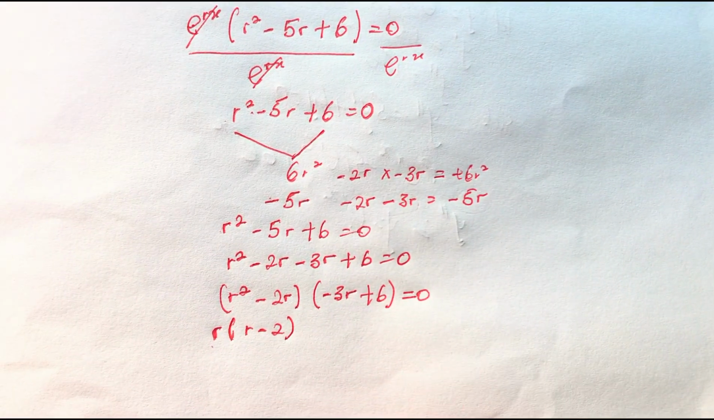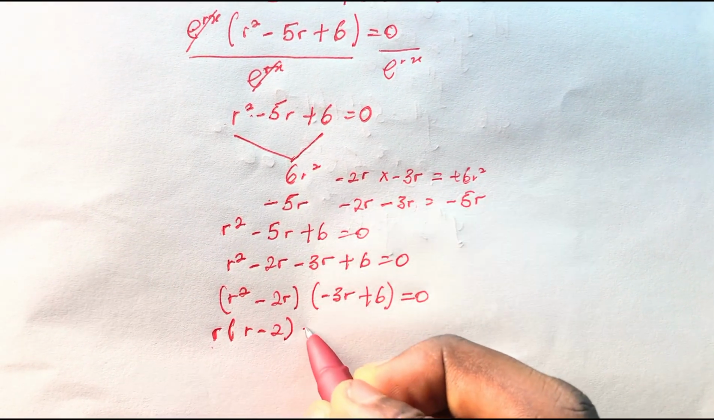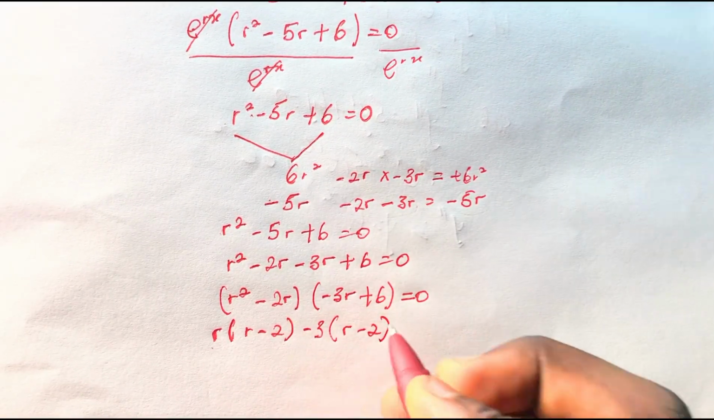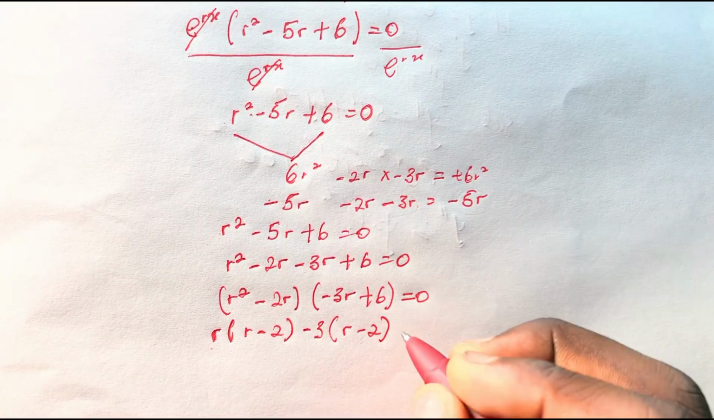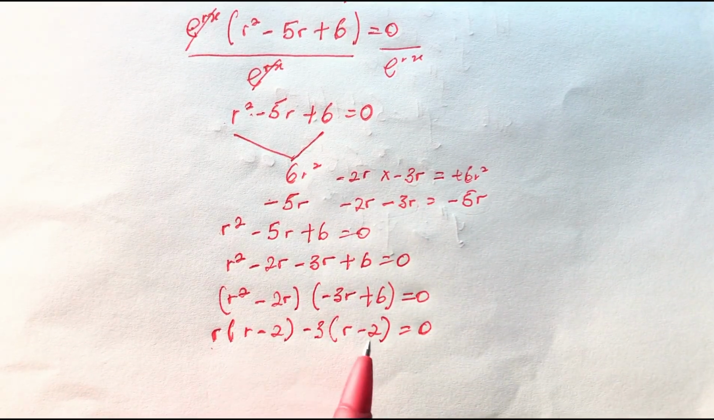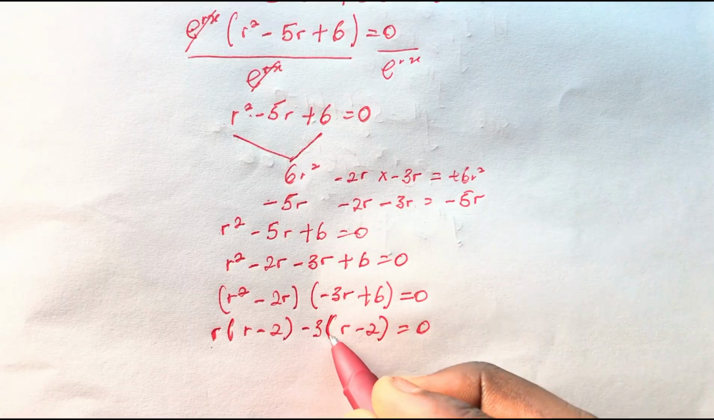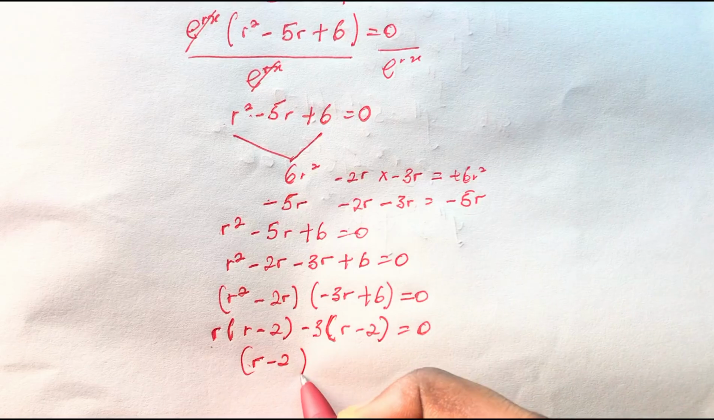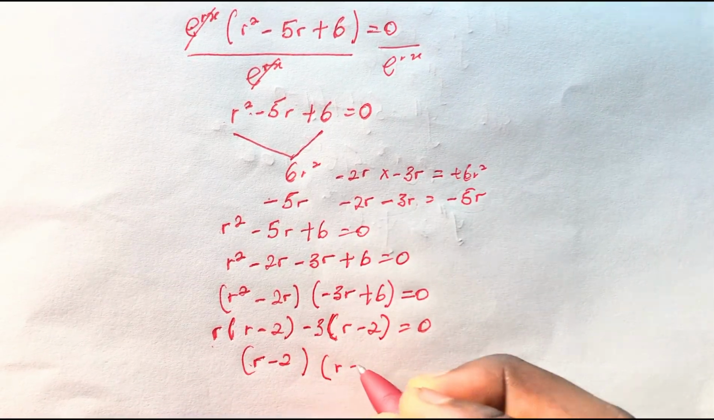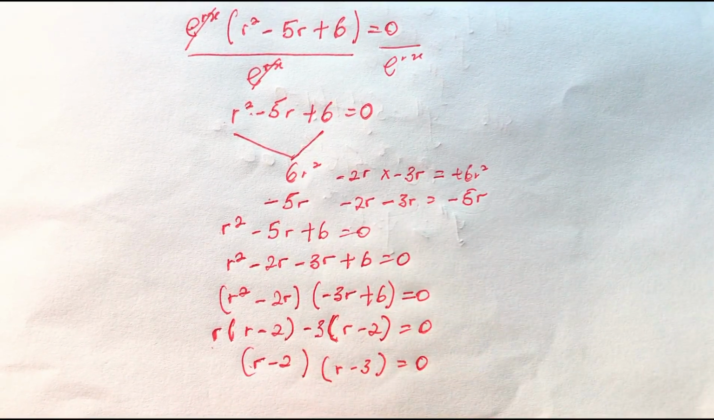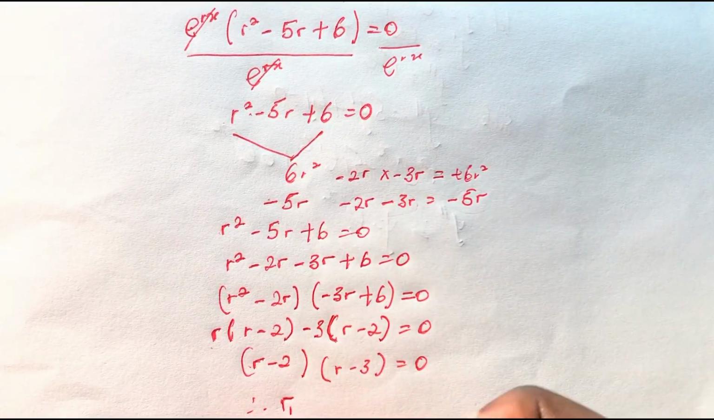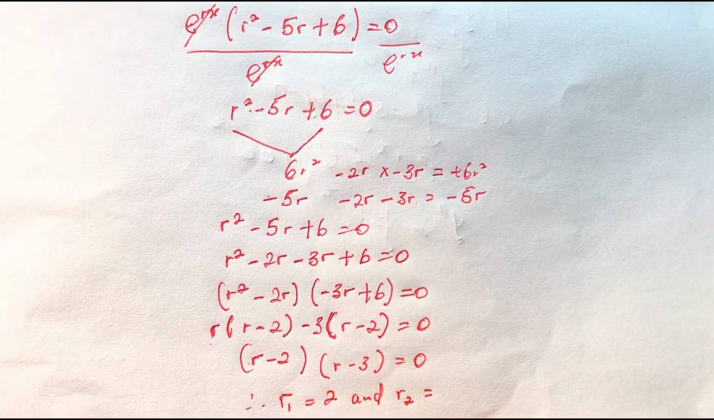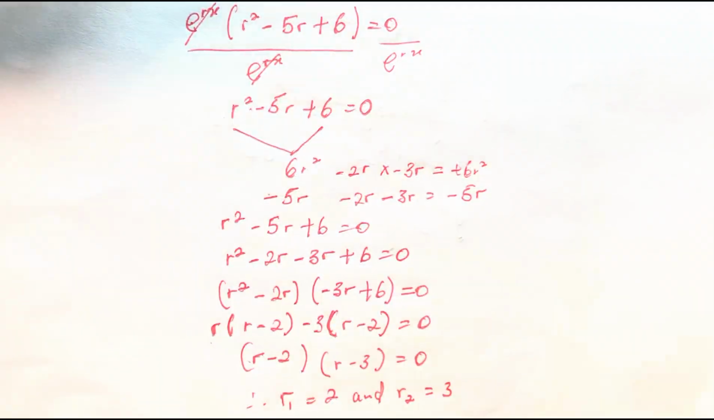What do we get from the second bracket? Negative 3 is common, giving negative 3 into r negative 2. Now notice that these two brackets are the same, so you can just pick one bracket. This is r negative 2 and r negative 3 equals 0. Therefore my r1 equals 2 and my r2 equals 3.